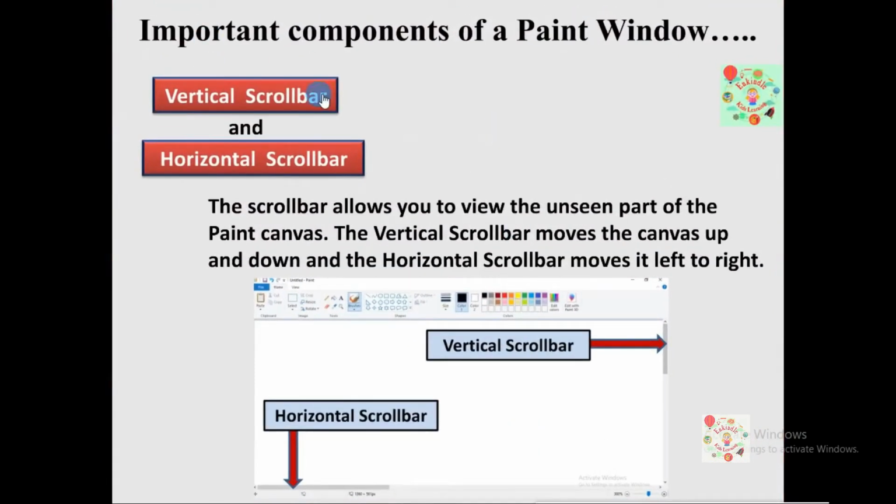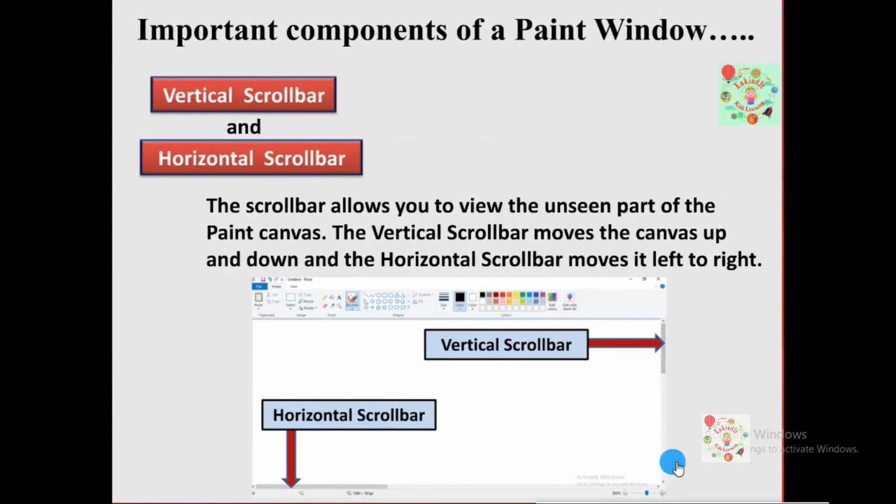Next component is vertical scroll bar and horizontal scroll bar. The scroll bar allows you to view the unseen part of the paint canvas. The vertical scroll bar moves the canvas up and down, and the horizontal scroll bar moves it left to right. Here, the vertical scroll bar, you can see a scroll bar here. When I scroll it down, the page moves up, and when I scroll it up, the page moves down.